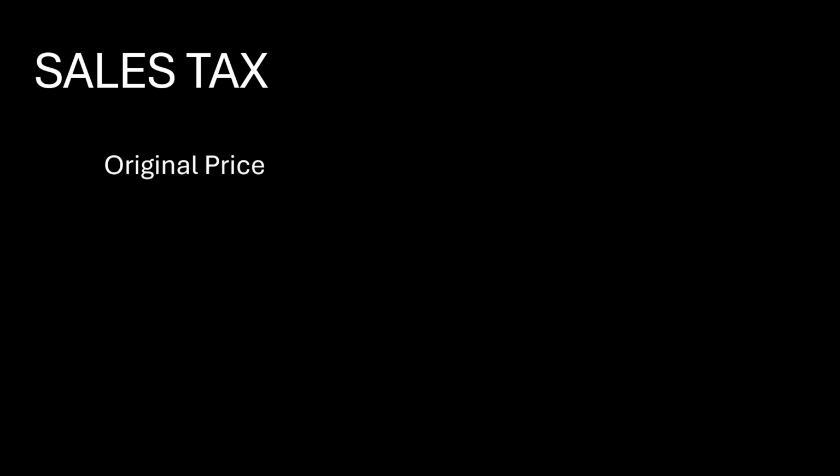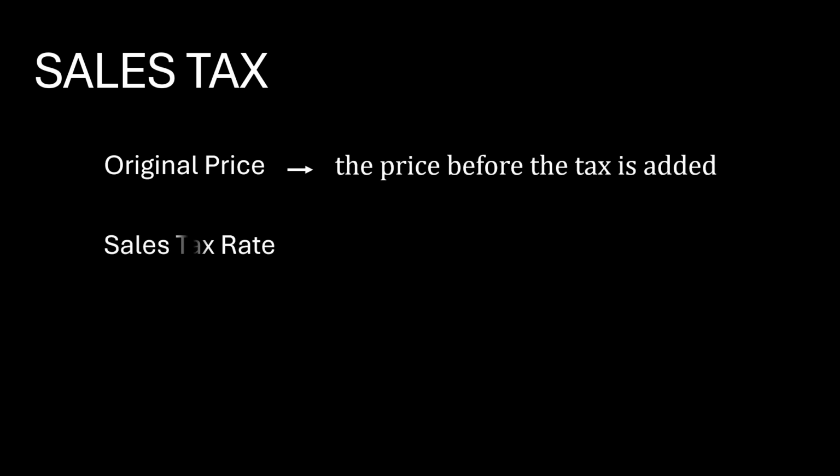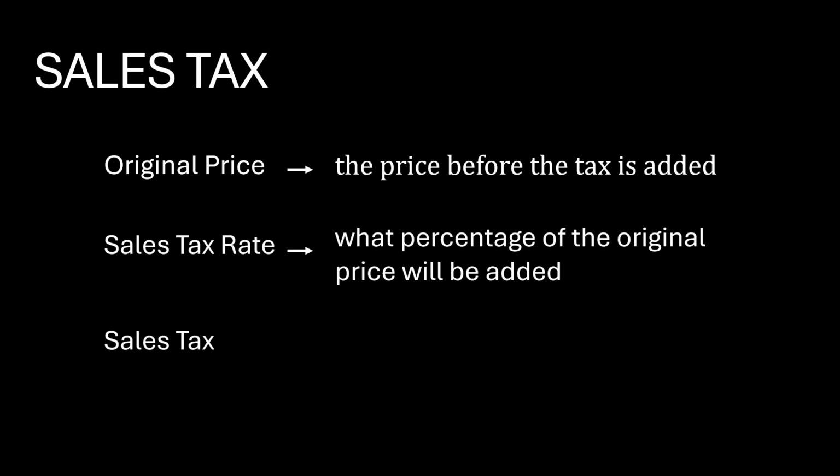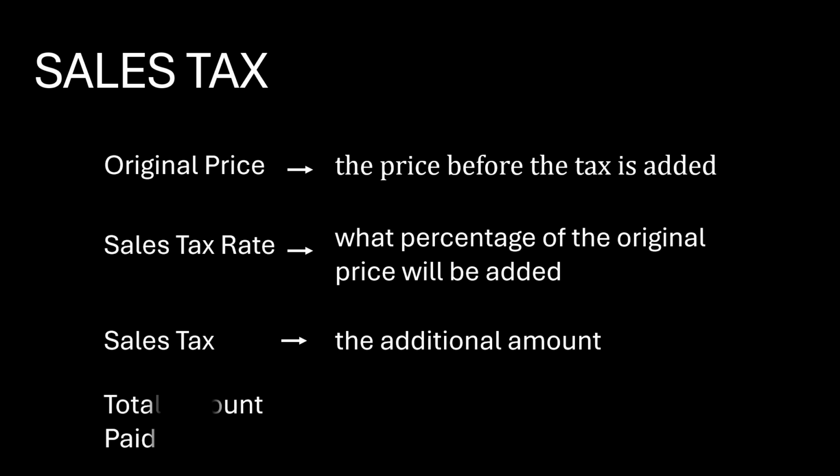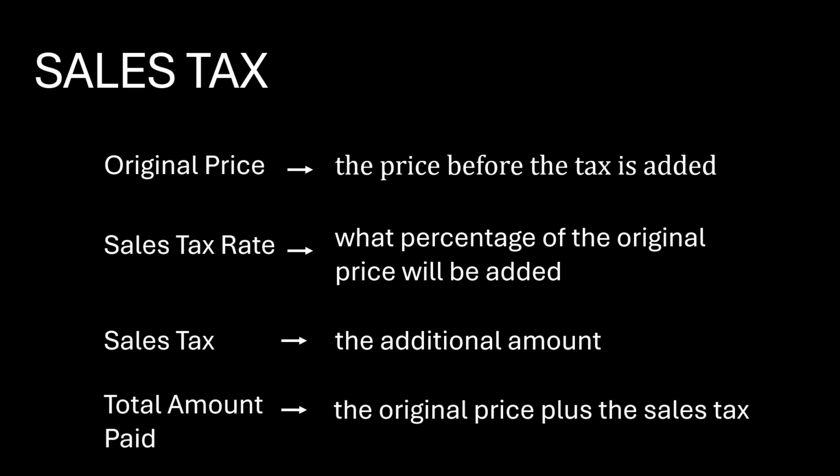Whenever you're solving a sales tax problem, identify these three important parts. First, the original price. This is the price before the tax is added. Second, the sales tax rate. This tells us what percentage of the original price will be added. Lastly, the sales tax, which is the additional amount. Sometimes the problem may also ask for the total amount paid. This is simply the original price plus the sales tax.